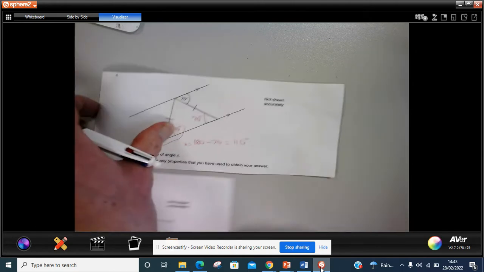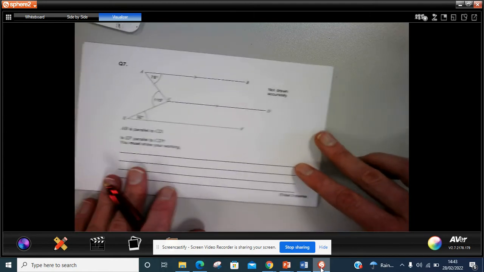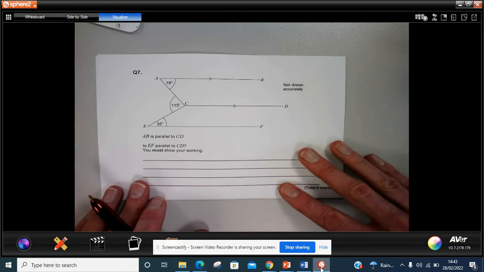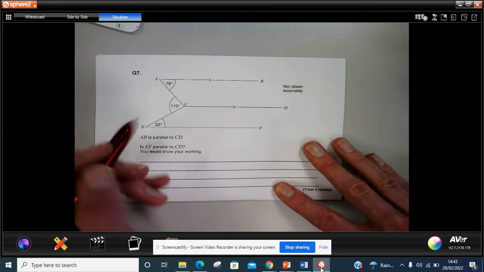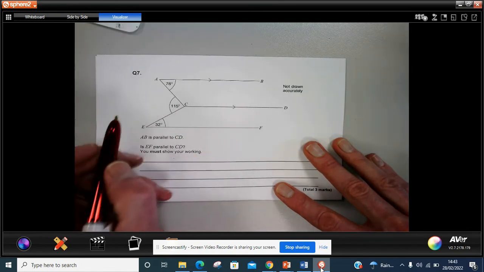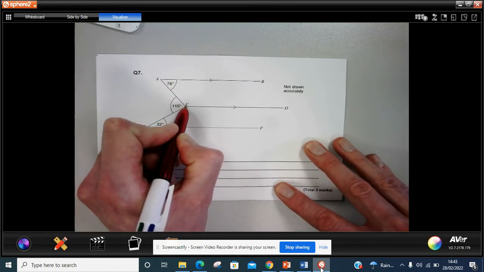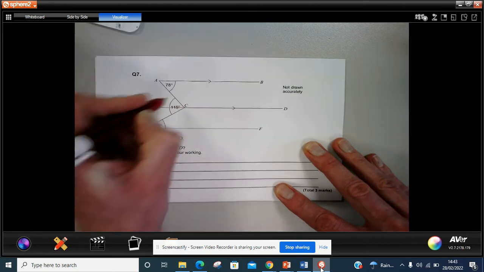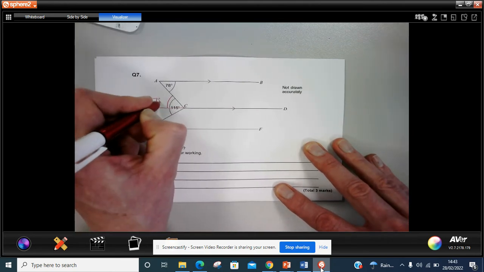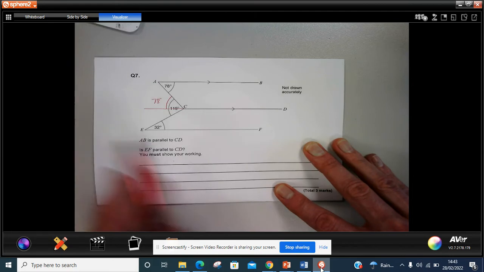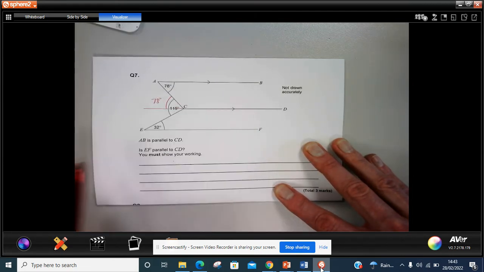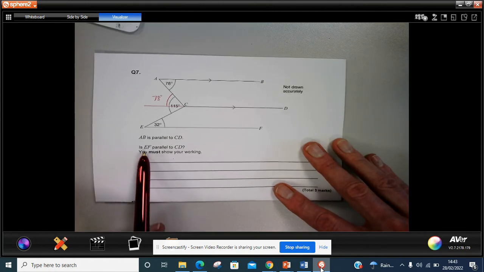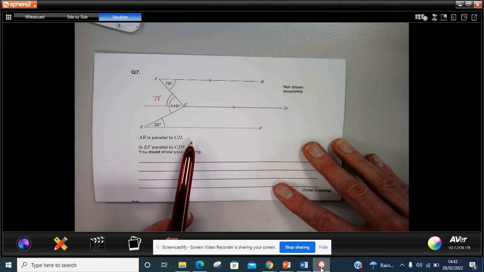Now here we might be using alternate angles to see if lines are parallel to each other. So we're told here that the lines AB and CD are parallel. So we know that we'd have alternate angles here. In order to get the alternate angle to 78, I'd need to draw this line backwards there. So that angle there we know is 78 degrees because we know these are parallel. So we're going to get our alternate angles that are going to be equal. And we need to decide if EF is parallel to CD.